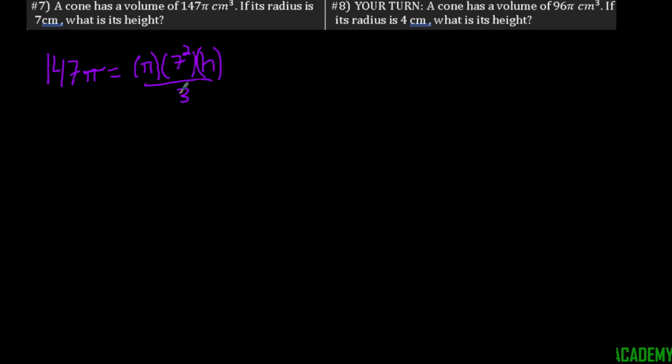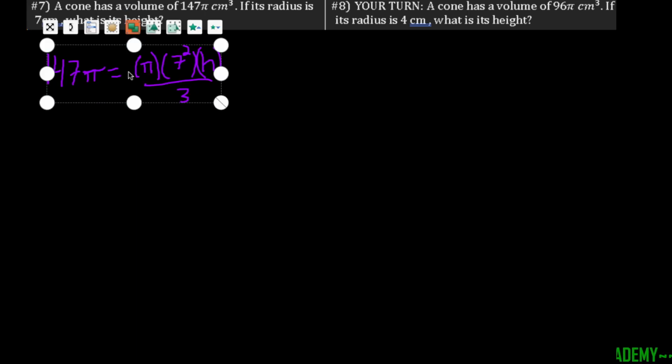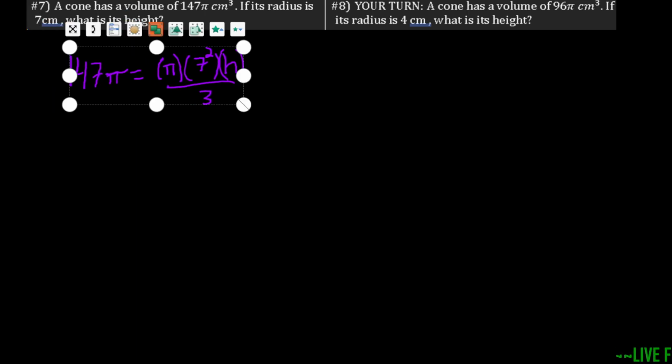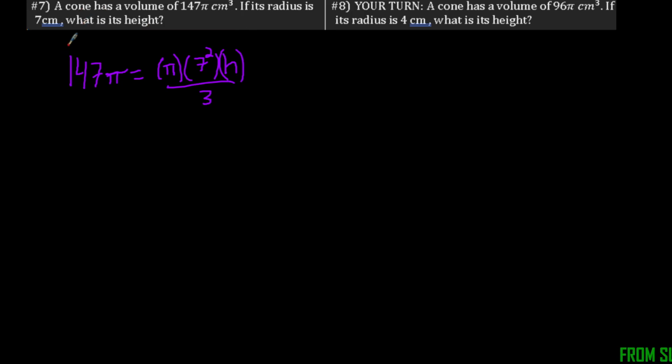all divided by 3. And so what I need to do is some inverse operations to get h by itself. In order to do that, I need to get rid of this fraction. So let me move this over a little bit. I'm going to get rid of this fraction by multiplying both sides by 3. So let's multiply both sides by 3. And I can divide both sides by pi. So I can cross out pi on both sides.